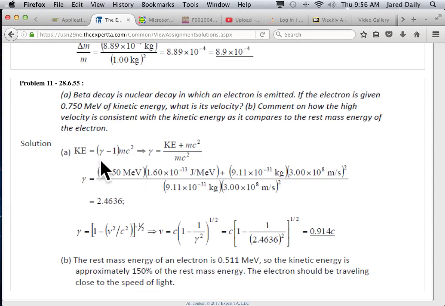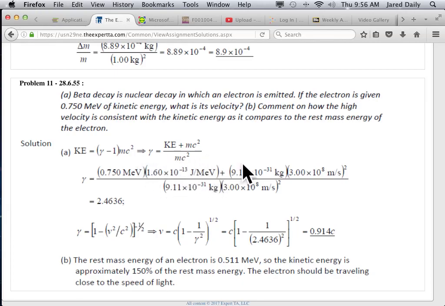We will first solve this for gamma, and then we'll calculate v after that. If we solve this equation for gamma, we're going to get kinetic energy plus mc squared over mc squared. The kinetic energy is given. It's a number, 0.750 mega electron volts. We make that conversion. Here's the conversion factor into joules.